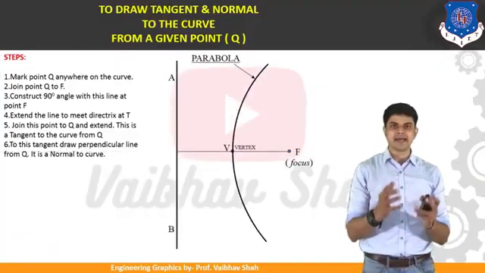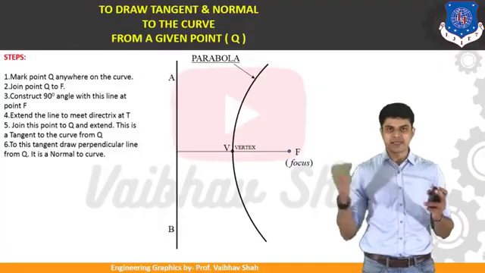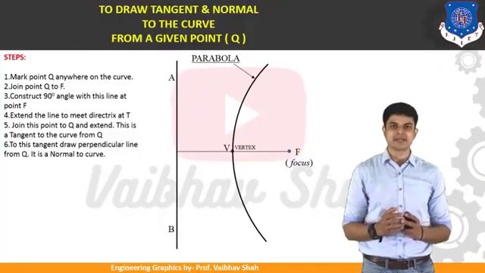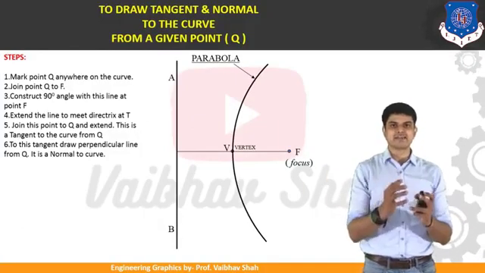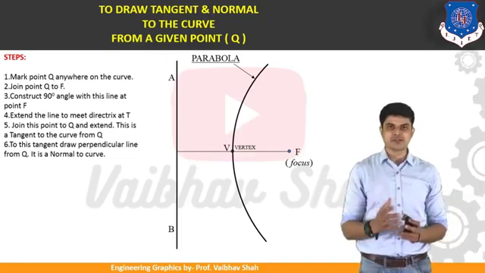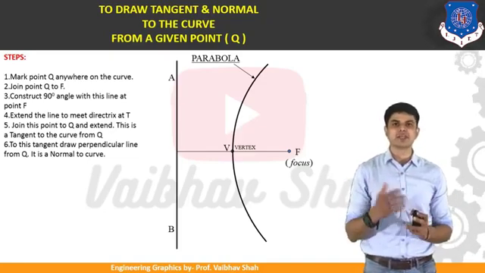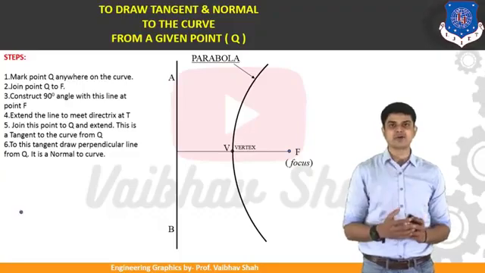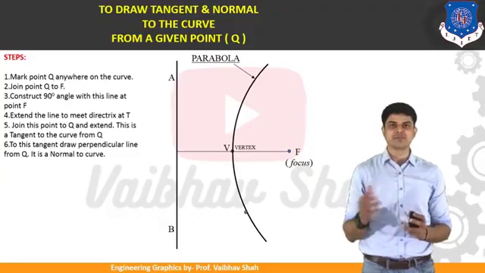So let us take one parabola ready-made available. So we have taken the parabola from directrix focus method, and we will be trying to draw a tangent and normal to this parabola. So what we should do? We should first define any random point Q where we need to draw a tangent and normal. So let us define point Q somewhere there.